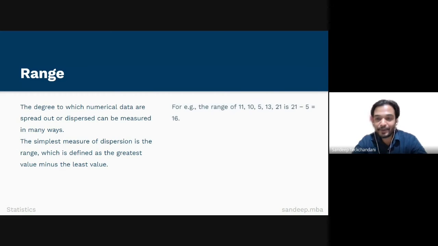For example, consider these numbers: 11, 10, 5, 13, and 21. The least number is 5 and the greatest number is 21. Therefore, range is equal to 21 minus 5, which is equal to 16. Note how the range depends on only two values in the data.